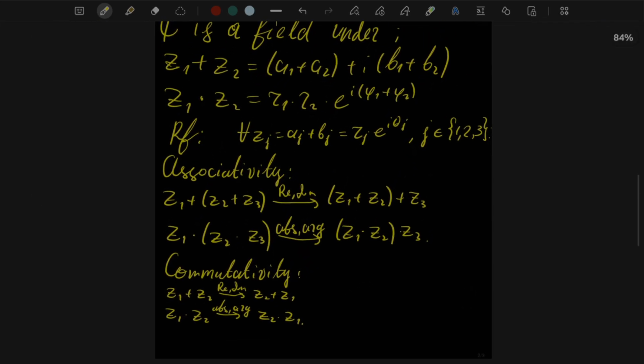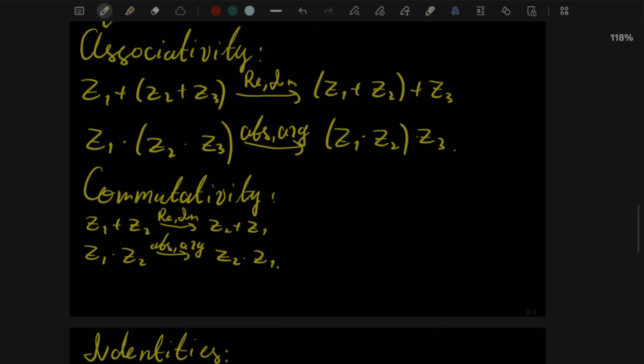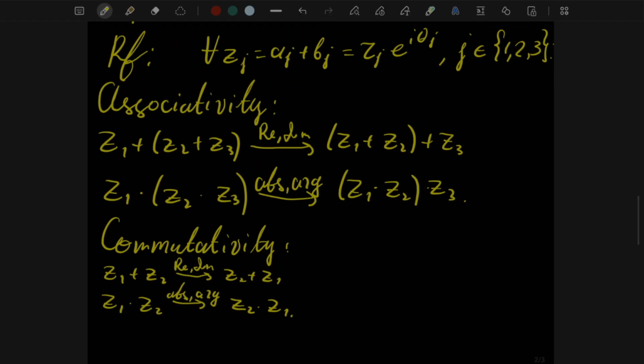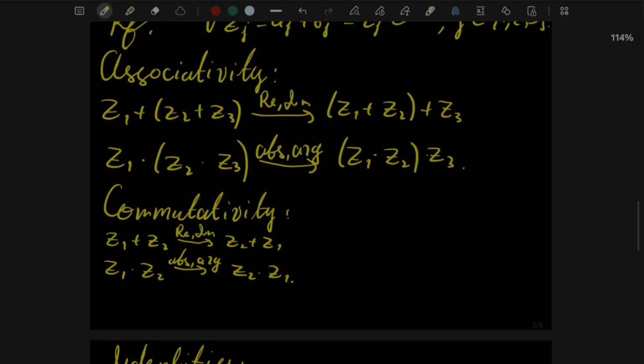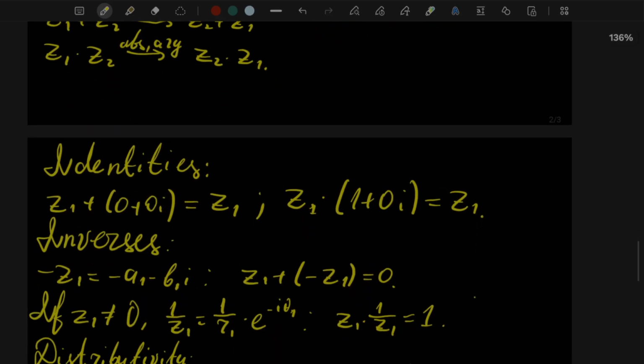Okay, let us have a look. At first we prove associativity, and basically how almost any property here is proven. It is through the use of either real and imaginary part, and then we, for those, use the properties of our real addition and multiplication. And for multiplication we use the properties yet again, but for the absolute value and for the argument of our complex numbers. The commutativity is proven in the same way.